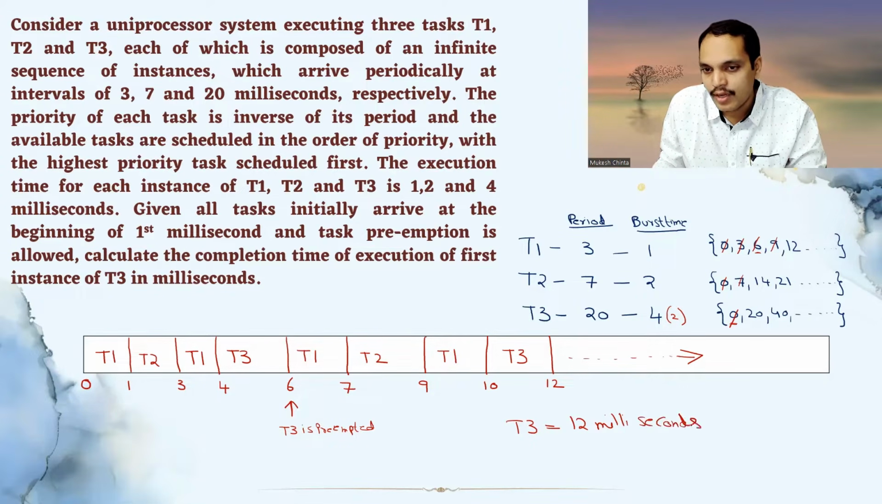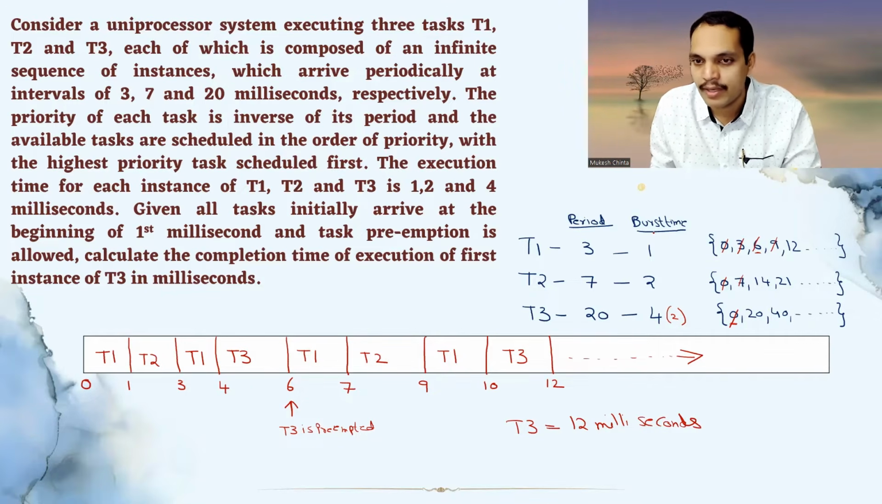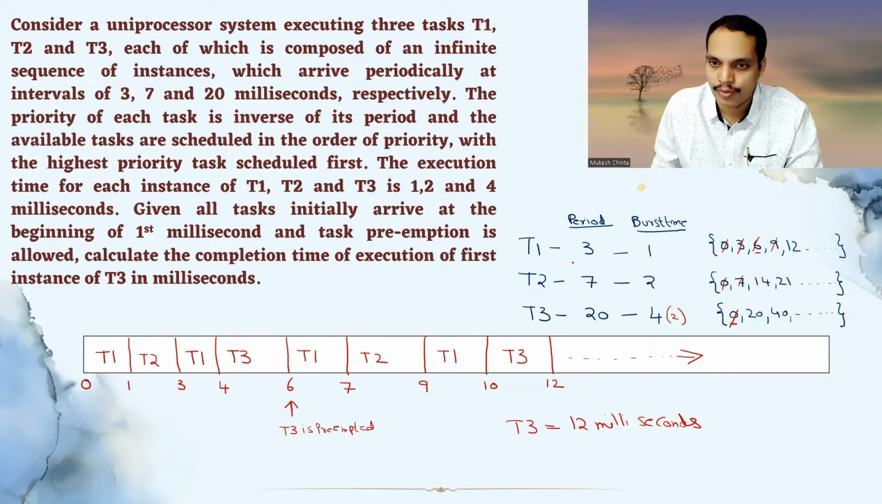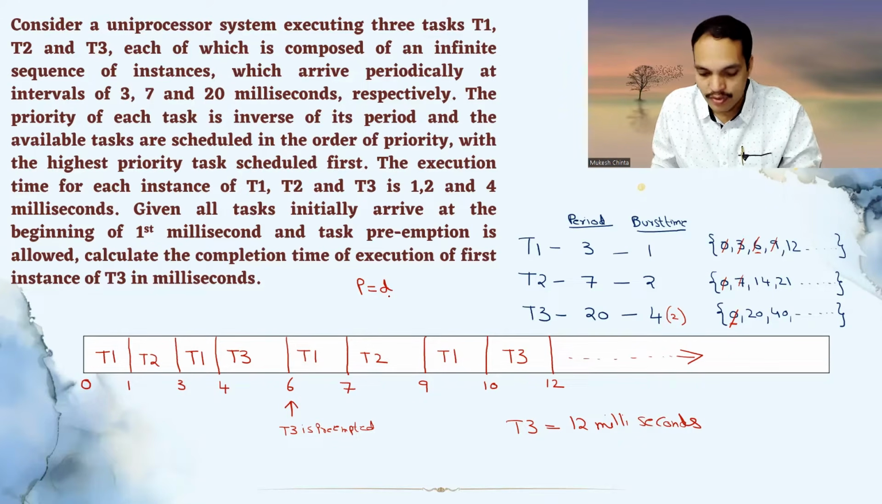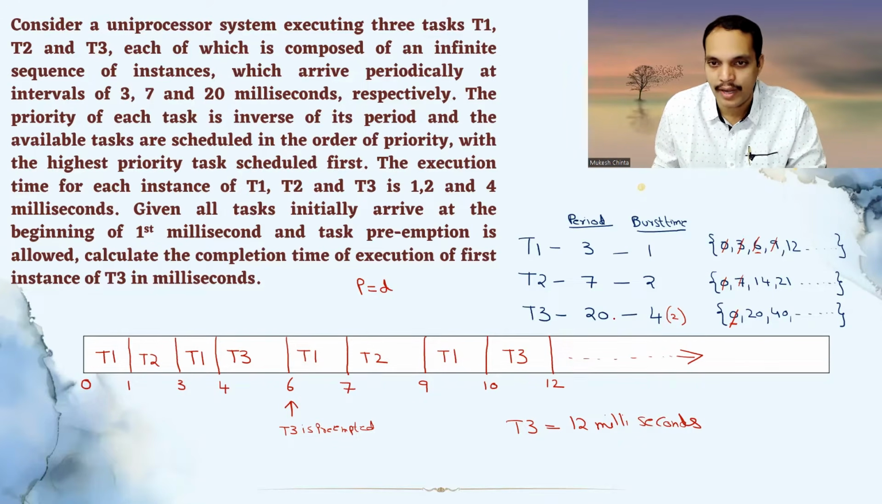If you are wondering, sir, you only gave me the period and burst time and did not give me the deadline. In such cases, it is always safe to assume that P is equal to D. That means each and every process must complete its execution before the start of the next period. In other words, period is equal to deadline. So it is always better to assume in that particular manner. So this is the answer, which gives me T3 equal to 12 milliseconds.